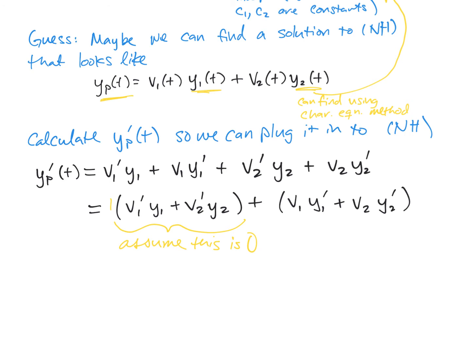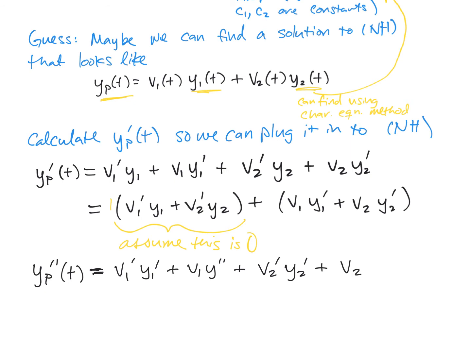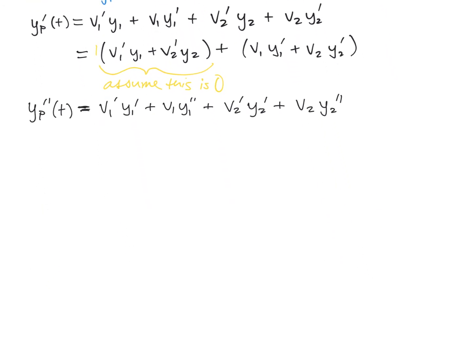All right, so now we can take our second derivative. So yp double prime, I can just worry about that second term in parentheses and do product rule again, and I get v1 prime y1 prime plus v1 y1 double prime plus v2 prime y2 prime plus v2 y2 double prime. This was a 1 over here. There we go. And now we can plug in.